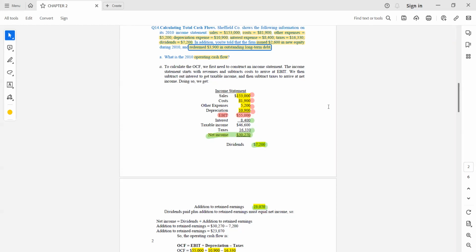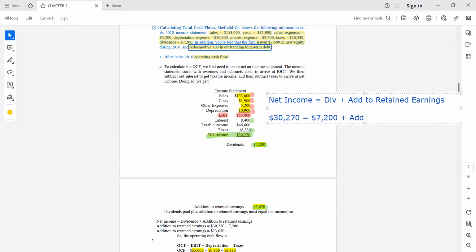If they want us to calculate addition to retained earnings, it is very simple. We use net income equals dividends plus addition to retained earnings. Now we have the net income already. So net income is this amount, equal to the dividends that we pay out, 7,200, and addition to retained earnings, which I do not know. So I can move the numbers around and calculate the value.